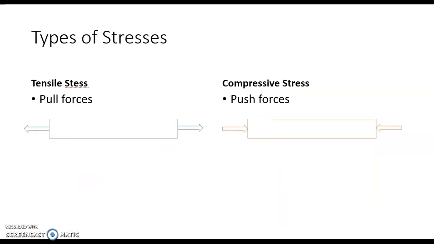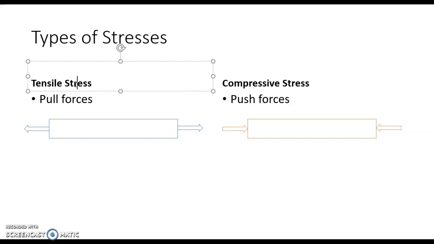Now what is tensile stress? Tensile stress is nothing but the stress that occurs due to pull forces. When a body is subjected to two equal and opposite pull forces, the induced stress is the tensile stress. What is stress? Stress is the internal resistive force per unit cross-sectional area. So when the applied force is a pull, that is khinchna, that is nothing but the tensile stress.